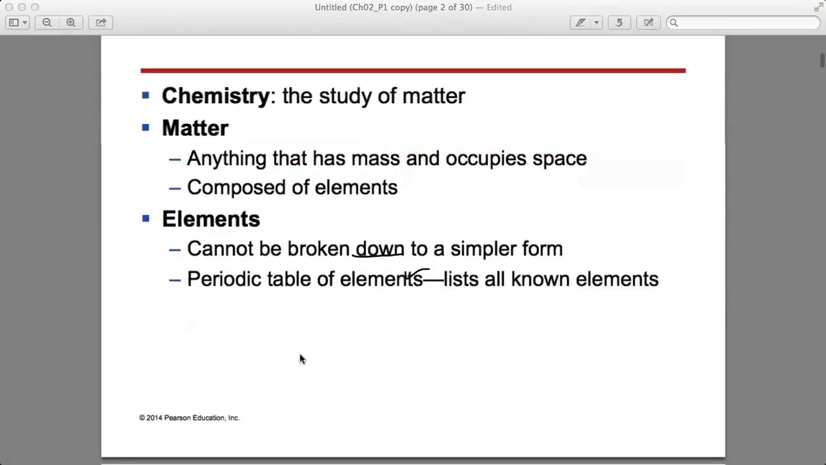Elements are, as I said, as basic as they come, and they cannot be broken down to simpler forms except subatomic particles, but then those subatomic particles cease to form chemical constituents as we know them, right? So they're a different class on their own. And we can arrange all the elements in the periodic table, which is a list of all known elements, and it's a very useful and systematic way of organizing the elements, and you'll learn all about that in chemistry.